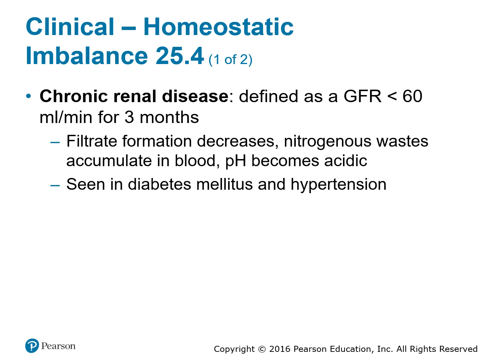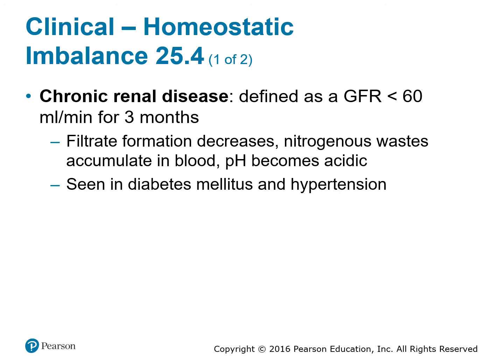Chronic renal disease is defined as a GFR of less than 60 for 3 months. Filtrate formation decreases, nitrogenous wastes accumulate in the blood, and the pH becomes acidic. So remember, if it becomes acidic, what's their breathing going to be like? They'll start to try and breathe off, exhale off that acidity. So remember your metabolic and respiratory alkalosis and acidosis attempts at normalizing.